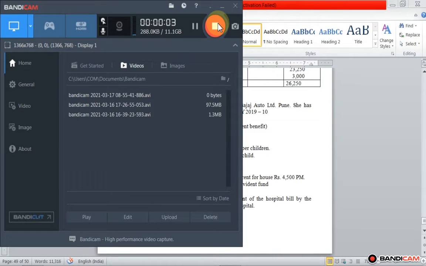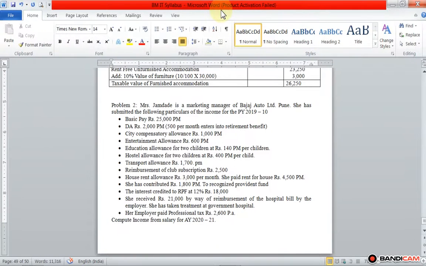Hello students, in our earlier lecture we started the computation of income from salary, and in our last lecture we solved a practical problem on computation of taxable income or income from salary. In today's lecture we are going to solve practical problem number two on computation of income from salary.